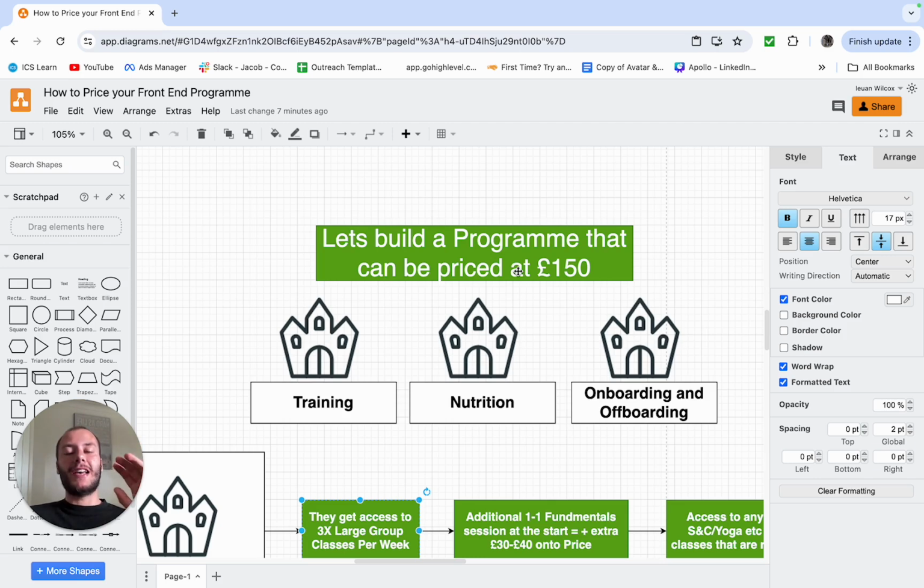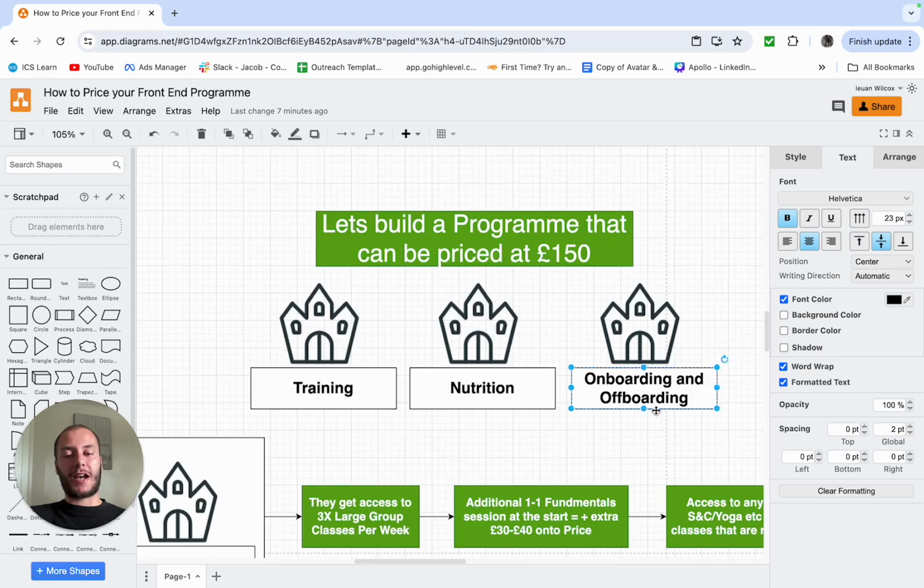Now in this example, it's going to be a 6-week program because I find with 4-week programs, you need to price it a little bit under £100, but with 6 weeks, you can go all the way up to 150 for this type. So there are 3 pillars to building a program like this. We've got training, nutrition, and onboarding and offboarding.